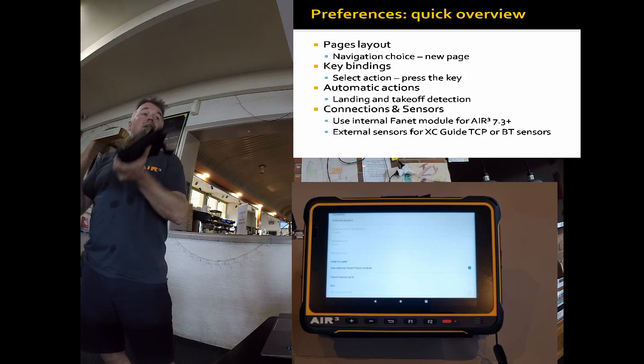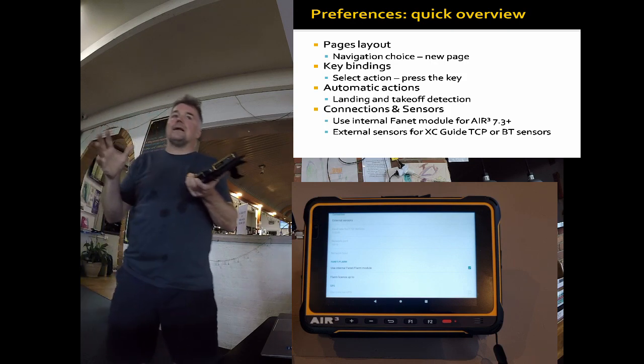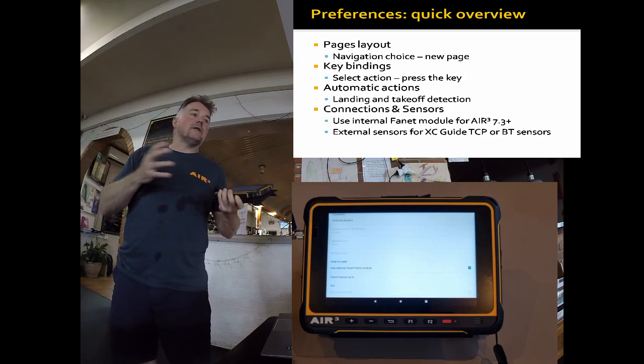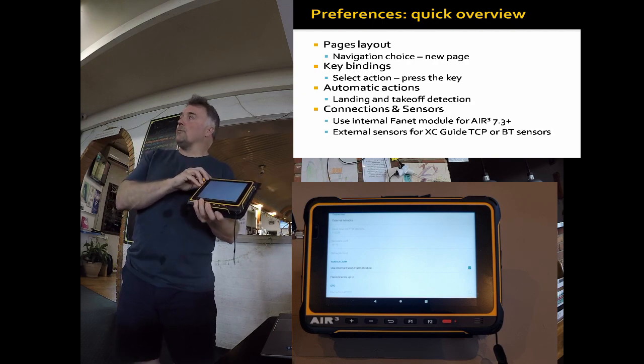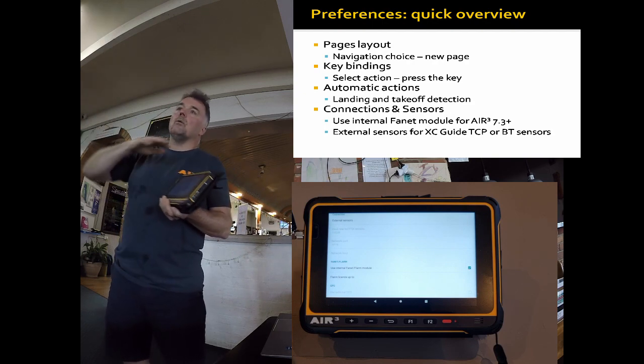Then you have the FANET. FANET is basically a live tracking without the need of internet. It's based on a radio module, so it works only when you are quite close.